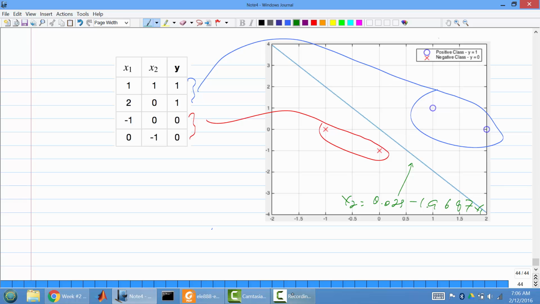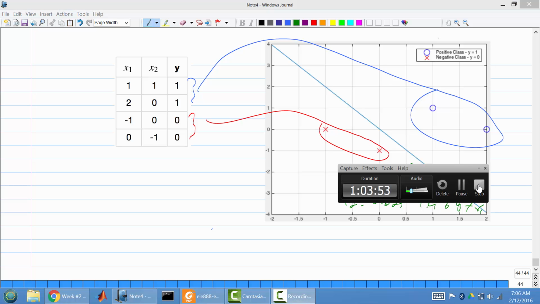Okay, so I'm going to take a break here and come back, we'll do regularization, then we'll finish off with the last part of the tutorial.